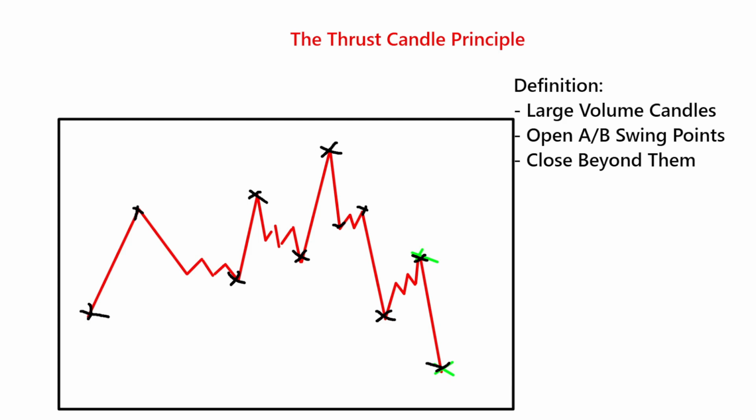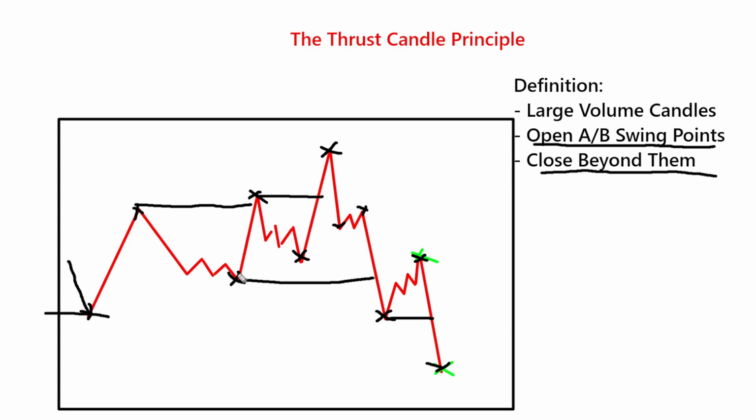Well, first we need to understand that they open above and below swing points just to close beyond them. So in this case, we have a swing point here, we have a swing point here, we have a swing point here, we have a swing point here, and if this looks like this, we have another swing point there.